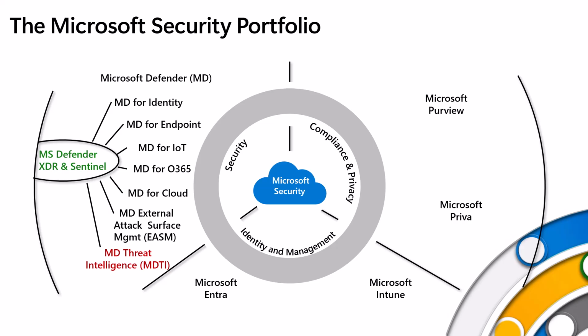Microsoft delivers this with a robust and comprehensive security portfolio, which we can segment into three main areas: compliance and privacy with Microsoft Purview and Priva, identity and management with Microsoft Entra and Intune, and finally, security. In the area of security, Microsoft Defender is a comprehensive solution designed to provide end-to-end threat protection across various platforms and devices. Microsoft Defender products focus on endpoints, collecting and analyzing data from sources such as Windows, Linux, Office 365, cloud deployments, and external attacks.